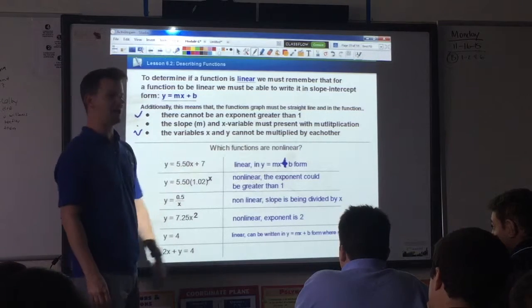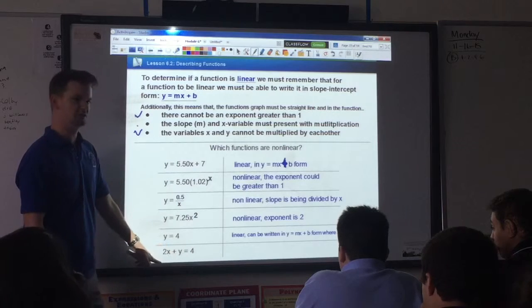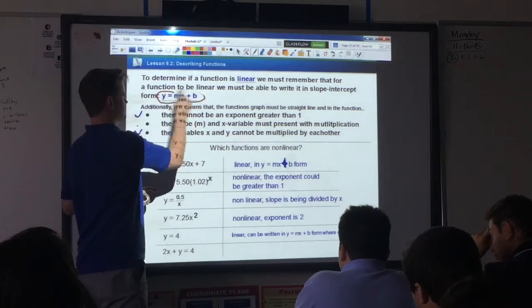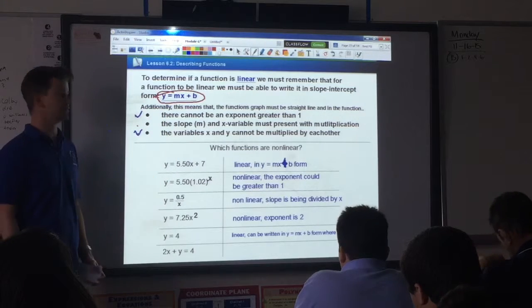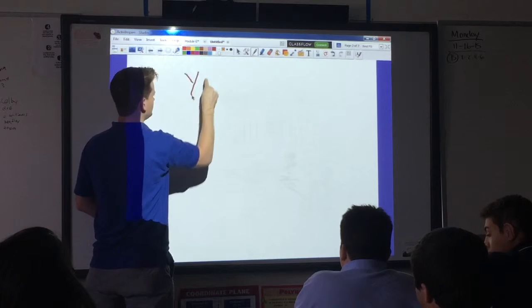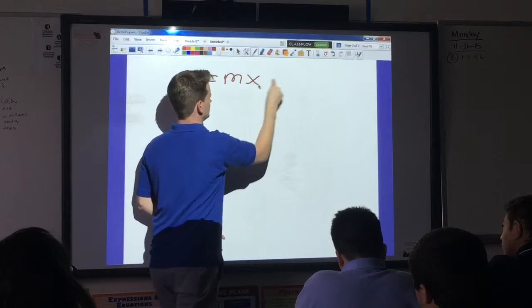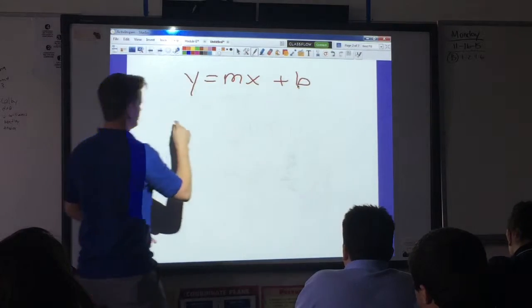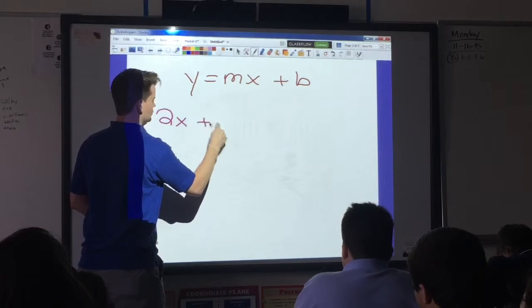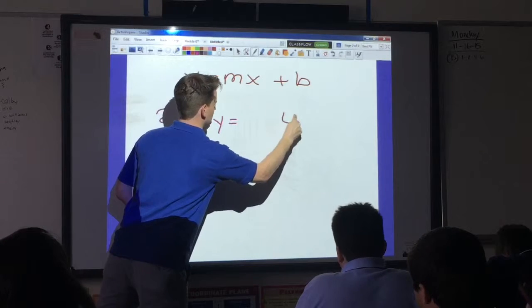Variables x and y cannot be multiplied by each other. They're not being multiplied. They are being added. So it passes that one. You're thinking it fails because it's not in this form, right? Y equals mx plus b. Well, let me show you something. We have y equals mx plus b. And then the equation that I had was 2x plus y is equal to 4.